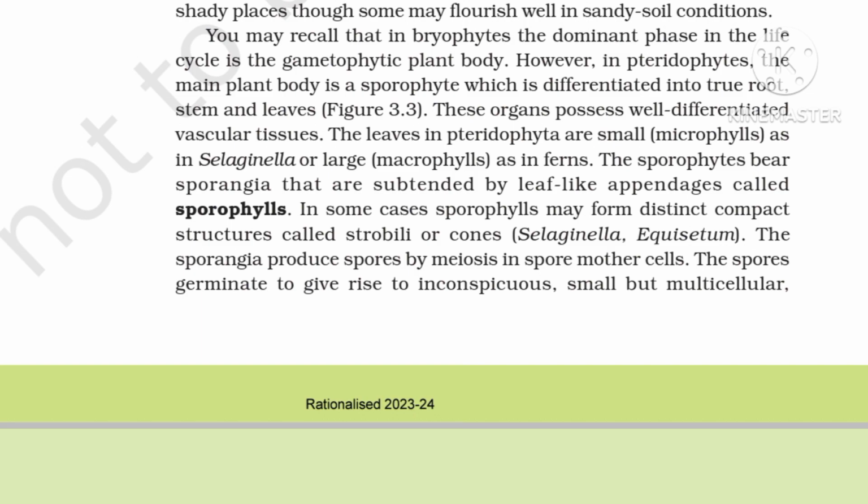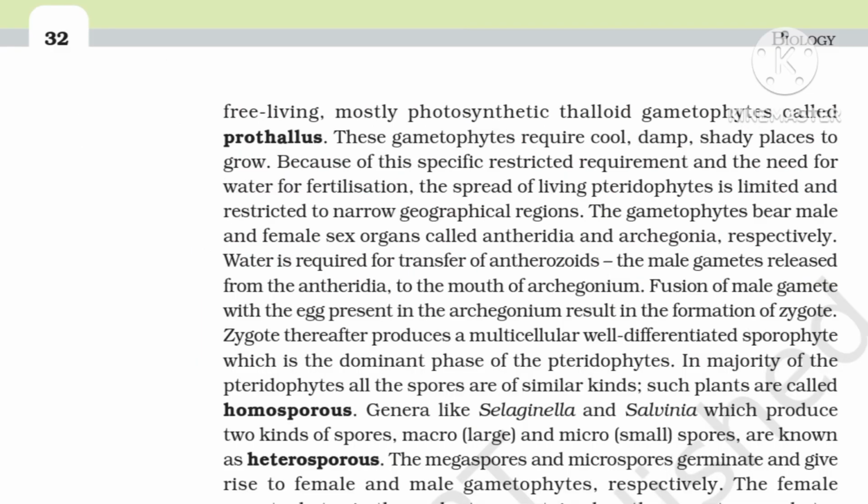The sporangia produce spores by meiosis in spore mother cells. The spores germinate to give rise to inconspicuous, small but free-living, mostly photosynthetic thalloid gametophytes called prothallus. These gametophytes require cool, damp, shady places to grow. Because of this specific restricted requirement and the need for water for fertilization, the spread of living pteridophytes is limited and restricted to narrow geographical regions. The gametophytes bear male and female sex organs called antheridia and archegonia respectively. Water is required for transfer of antherozoids, the male gametes released from the antheridia, to the mouth of the archegonium. Fusion of the male gamete with the egg present in the archegonium results in the formation of the zygote. The zygote thereafter produces a multicellular, well-differentiated sporophyte, which is the dominant phase of the pteridophytes.